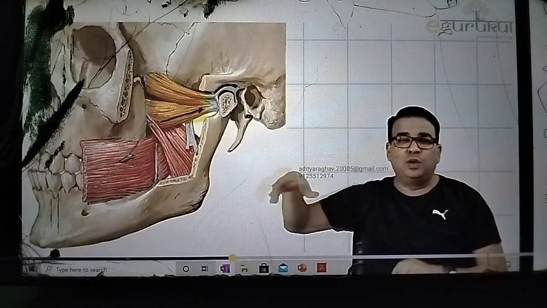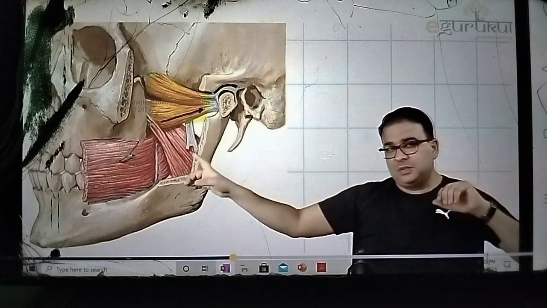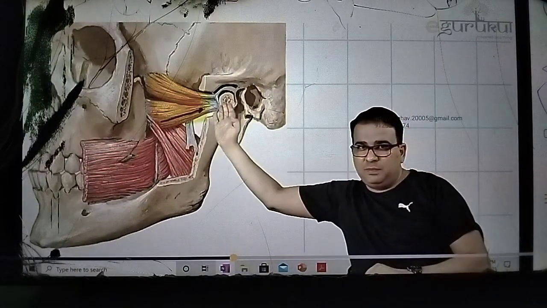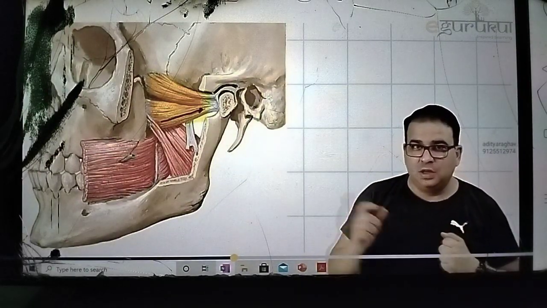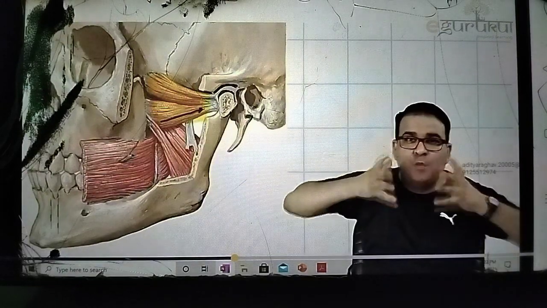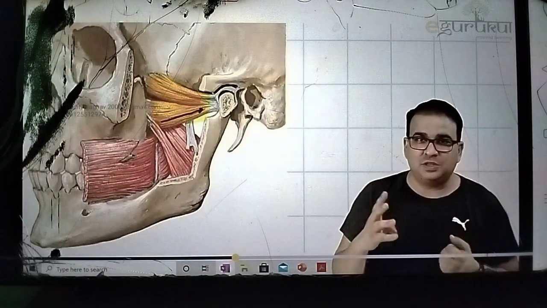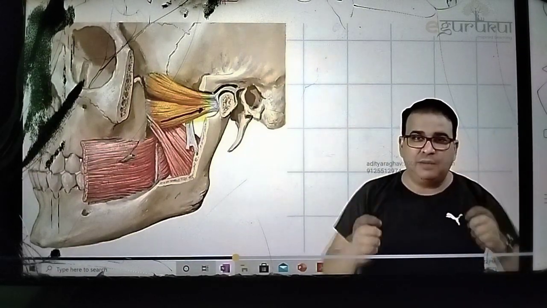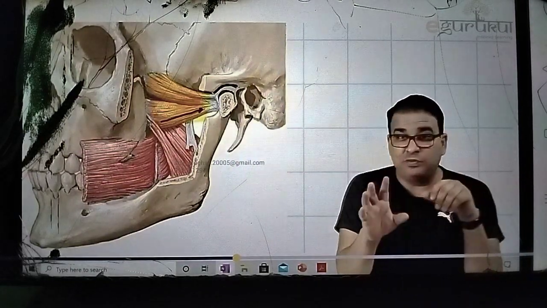Whatever muscles we said are running downward, like temporalis was running downward, masseter was running downward, they were elevating the mandible. If this muscle is going upward, when it contracts it will actually pull the head in this direction, and that will happen in the opening of the mouth. The only muscle of mastication which will pull the head of mandible forward, and that also helps in the rotation and opening of the mouth, or depression of the mandible. Out of the 4 muscles of mastication, 3 will help in elevation, but only 1 muscle will help in depression, and that muscle is the lateral pterygoid. That's the only muscle of mastication which helps in depression.